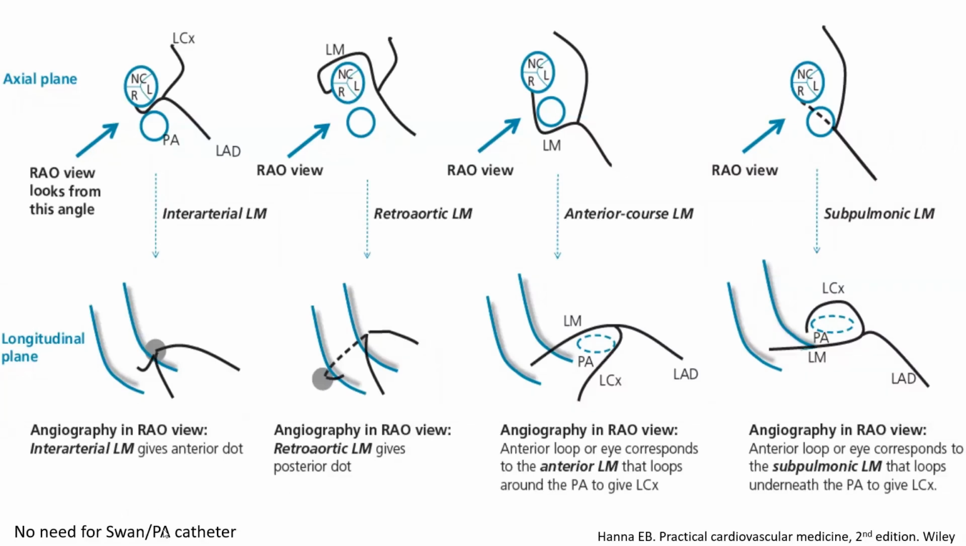You do not need to put a Swan in the PA catheter. The old teaching is to put a Swan or PA catheter in the PA to help delineate the aorta and PA. And you put a Swan and you can do RAO view to delineate the course, but you don't really need it. Old teaching also says you can put a Swan and do a steep left lateral view, which will also set apart aorta and PA, but you really don't need that. You can do just those aortic delineation in your coronary angiography in an RAO view.